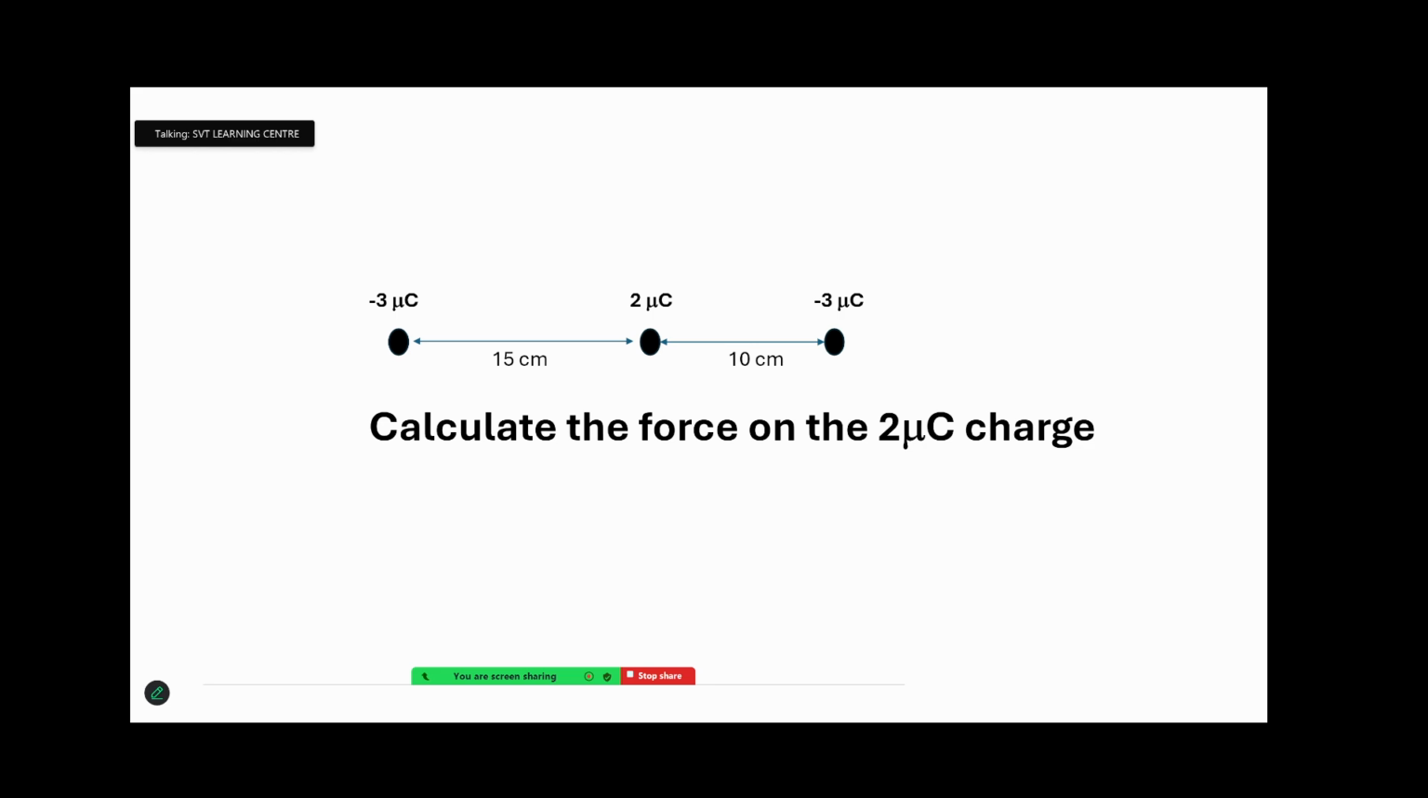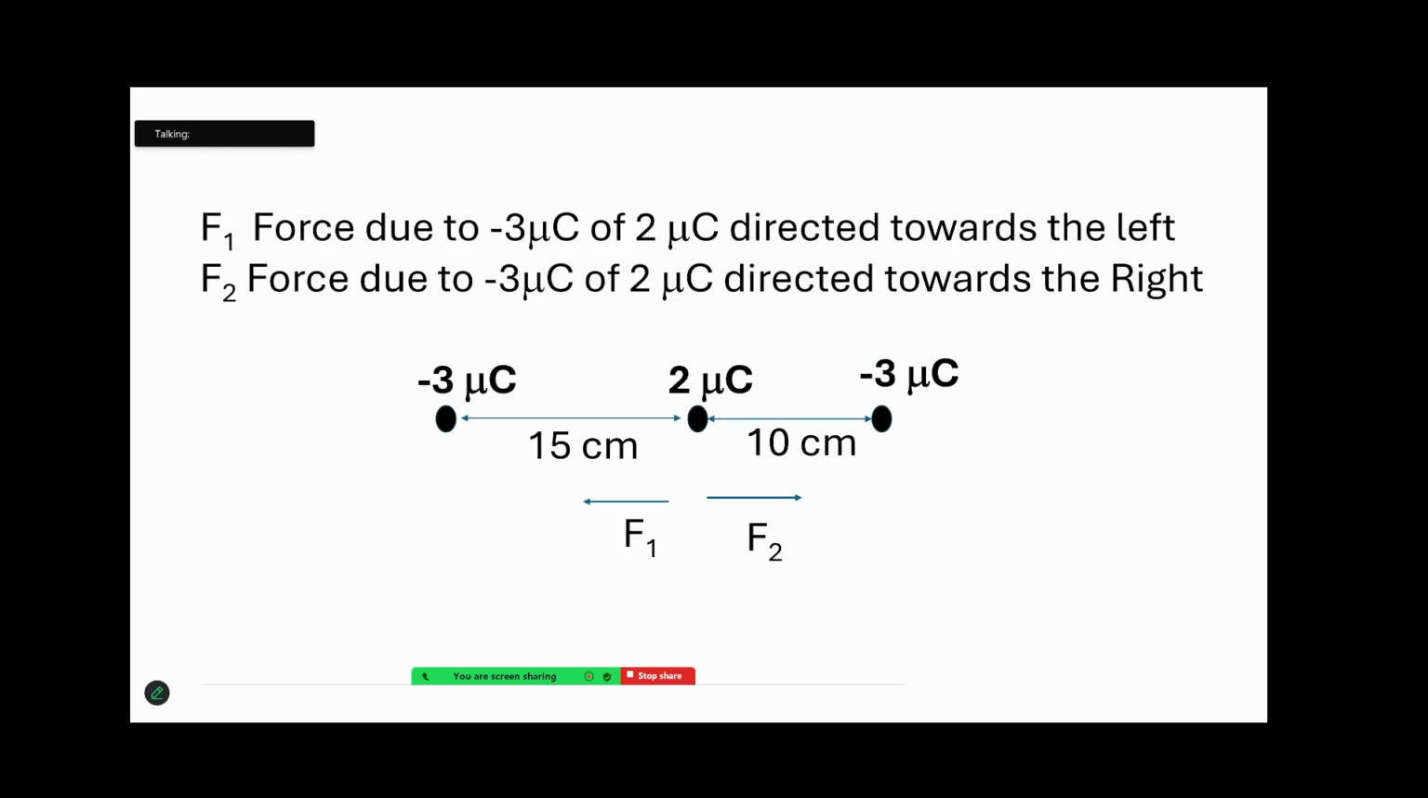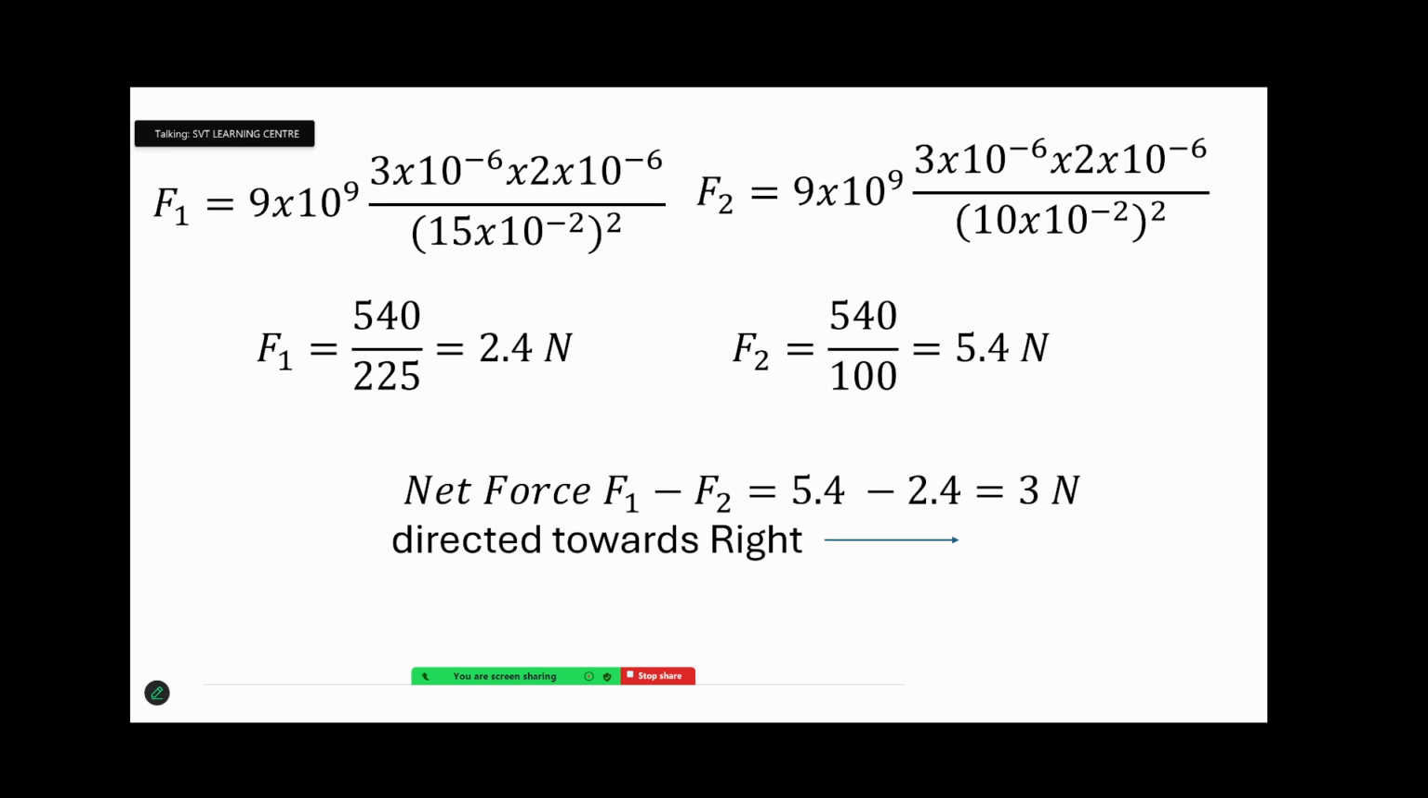So the net will be the subtraction of the two forces. Let's specify what F1 is. F1 is the force due to the minus 3 on the left, and F2 is due to the minus 3 on the right. Of course, the left charge will exert a lesser force because the distance is more. We calculate F1, F2 using the same formula, and as I told you earlier, we simply subtract the two forces. And since the right force is greater, it will tend to go towards the right.